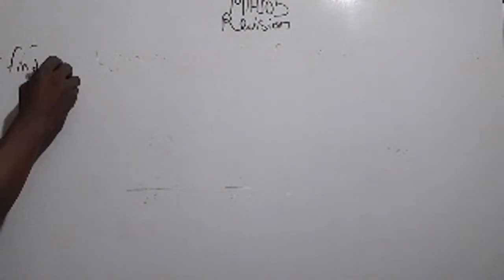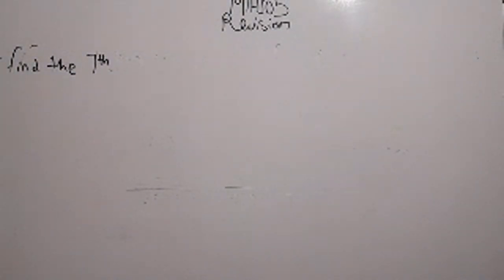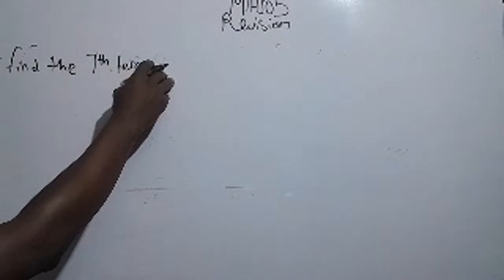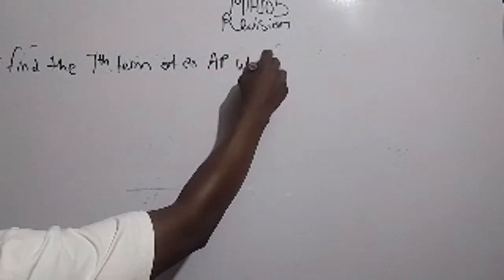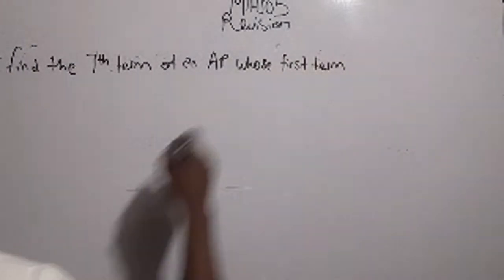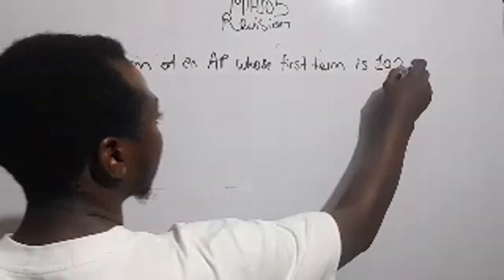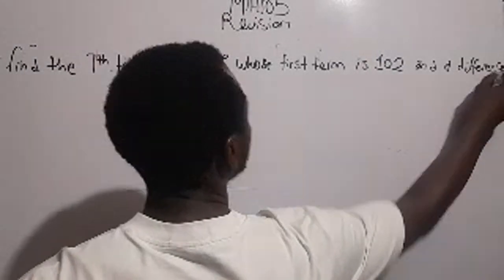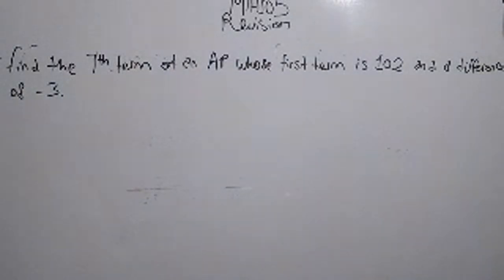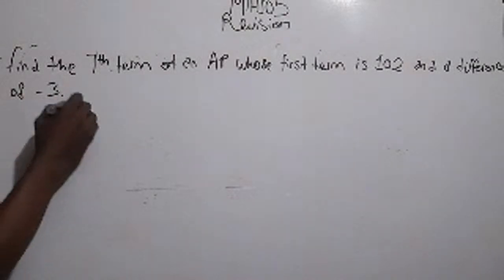Now look at this. It says, find the seventh term of an AP whose first term is 102 and common difference is minus 3. Like I said earlier, for those who need detailed explanation on calculations on this course, request the keynote after this class.